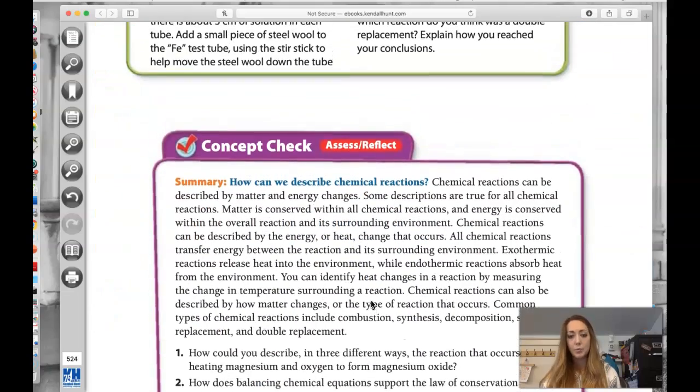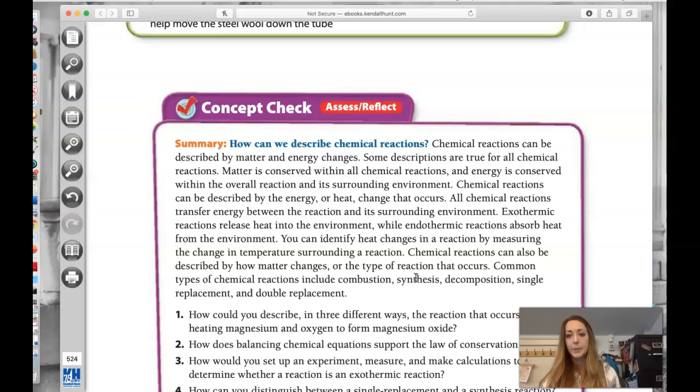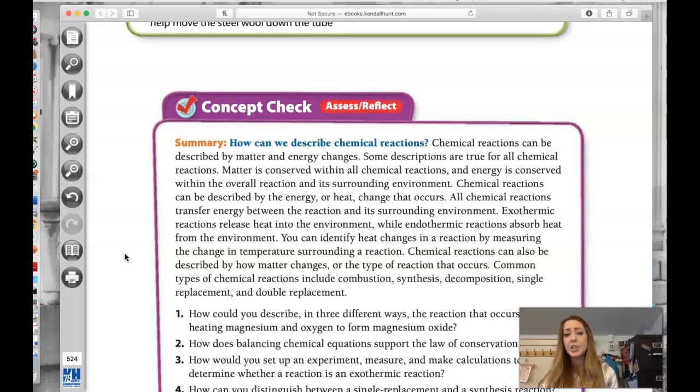And let's just read our recap summary here. Chemical reactions can be described by matter and energy changes. Some descriptions are true for all chemical reactions. Matter is conserved within all chemical reactions, and energy is conserved within the overall reaction and its surrounding environment. Chemical reactions can be described by the energy or heat change that occurs. All chemical reactions transfer energy between the reaction and its surrounding environment.